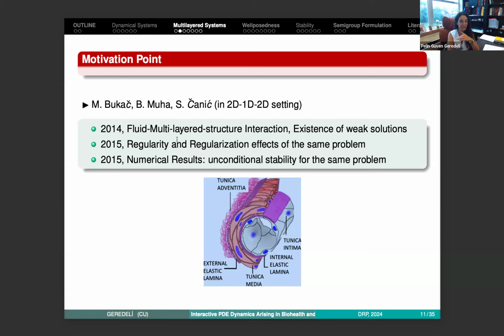So this was the motivation point, and they started to work on these models in 2014. They started with the theoretical point of view, and for the complicated partial differential equation system, they proved the existence of weak solutions. I'm not going to go into details about what a weak solution or a strong solution is. Of course, there is a definition for it, but let's say they proved the existence of weak solutions, and then, using different techniques, they looked at how regular these solutions are, and then they obtained some numerical results. They used simulations to see how this interaction affects the risk of aneurysm. They analyzed this in a 2-dimensional setting.